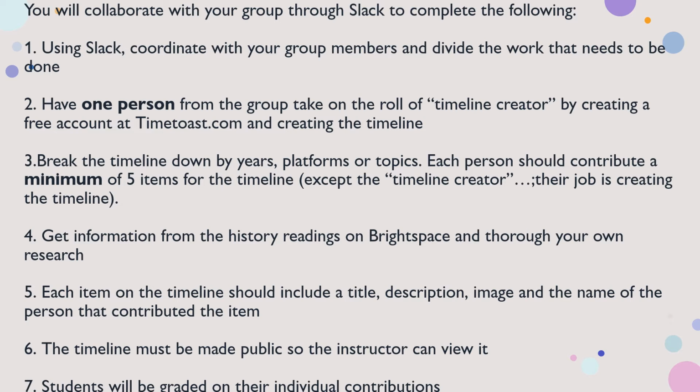Now, what are the items? Well, they're different things that have happened throughout the course of social media history. So things like the invention of the iPhone and how that led to apps such as Facebook for people's telephones, things of that nature. You're going to get your information from the history readings on Brightspace and through your own research. And then each item on the timeline should include a title.